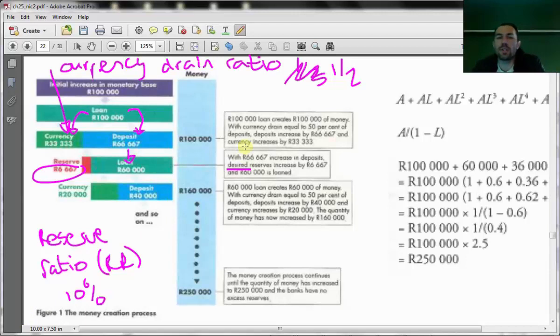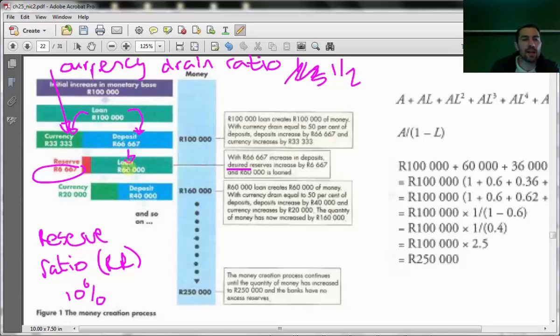Sometimes we might call it desired reserves, sometimes required reserves. Whether it's desired or required is not that important, except for the amount that banks need to keep. Usually we assume that banks just want to keep the required reserve amount and no more. So normally the desired reserve ratio would simply be the required reserve ratio as well. So they need to keep 6,667 as reserves. They can lend out another 60,000.